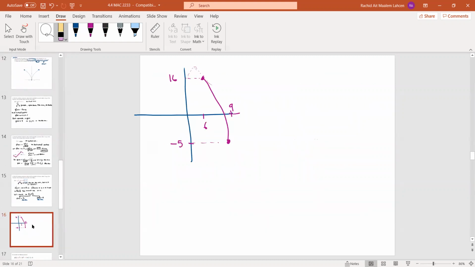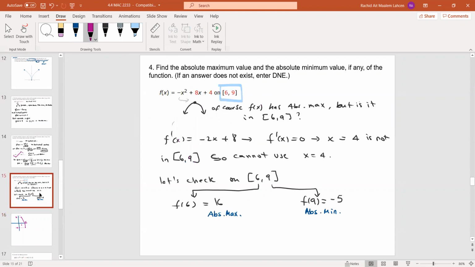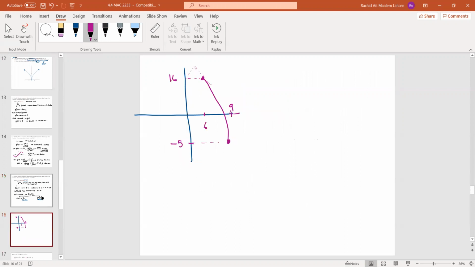And when it doesn't work and you have just your interval 6 and 9, then f of 6 and f of 9 are the two values here, 16 and -5. So there is no other max, because if the 4 is there, then yes. So this is the graph to help you understand this part. So yes, this is the absolute max, and this is the absolute min.